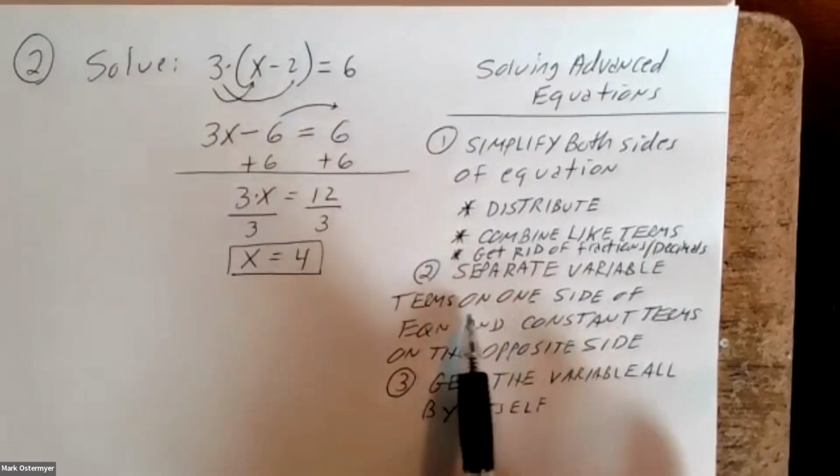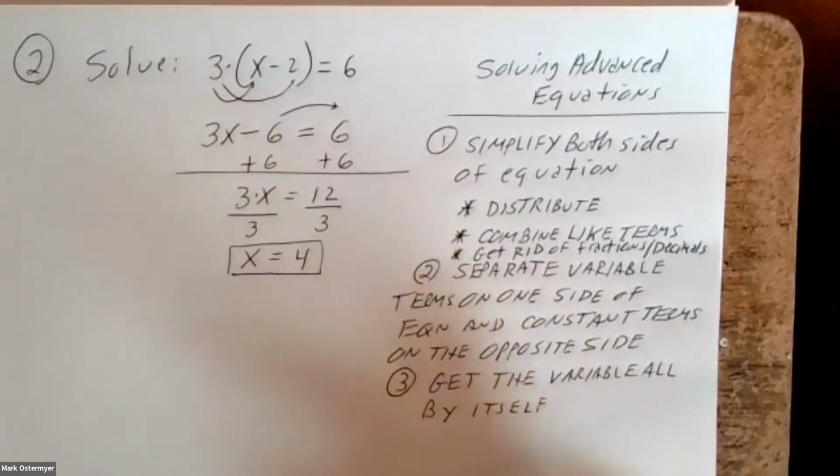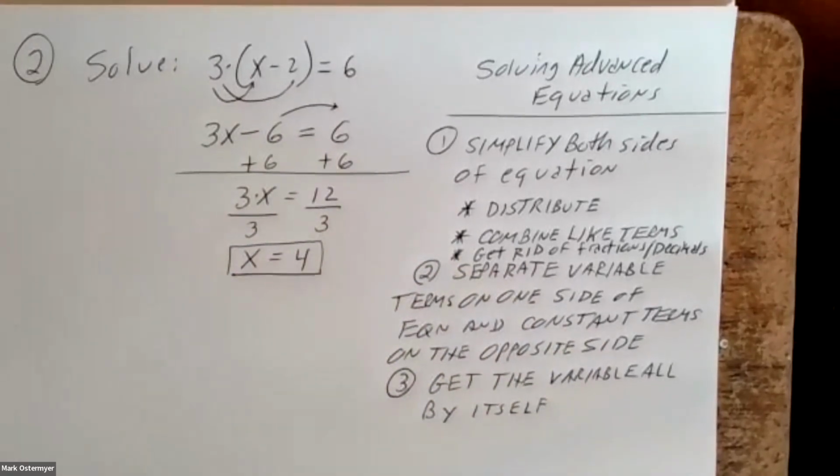Now, step number 2, separating the variable terms on one side versus the constants on the opposite side, involves using the addition or the subtraction properties of equality to accomplish that. Step number 3, to get the variable all by itself on one side of the equation, involves that we use the division or the multiplication properties of equality. Okay. Any questions about that?